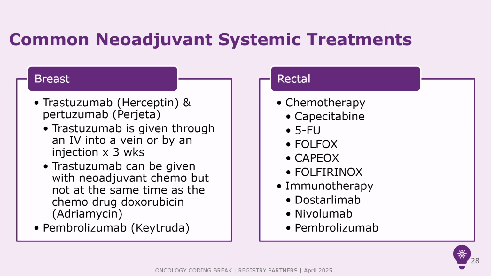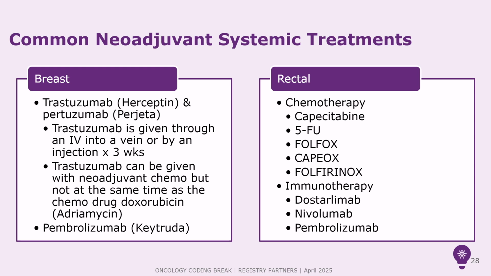Here are some common neoadjuvant systemic treatments for breast and rectal cancers. Herceptin and Perjeta. The Herceptin is given through an IV into a vein or by an injection every 3 weeks. It can be given with neoadjuvant chemo, but not at the same time as the Adriamycin. And also Keytruda can be given for neoadjuvant therapy for breast.